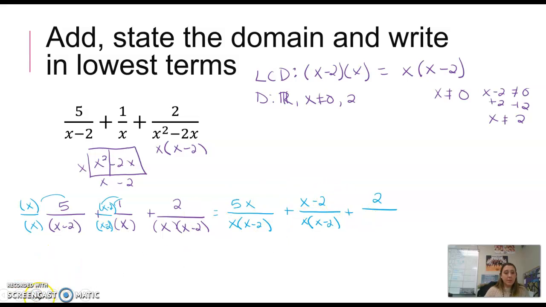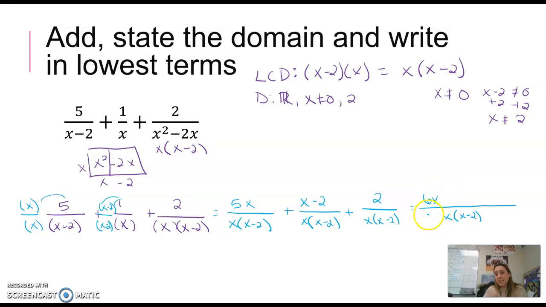So this one was a bit of a doozy, because I had to multiply. I got my x times x minus 2. Okay, so I have my lowest common denominator. I can go ahead and write that here, which is going to be x times x minus 2. Then I need to combine my like terms. So I have 5x and an x minus 2, and then I have a 2. So 5x plus x is 6x. Negative 2 plus 2 is 0.